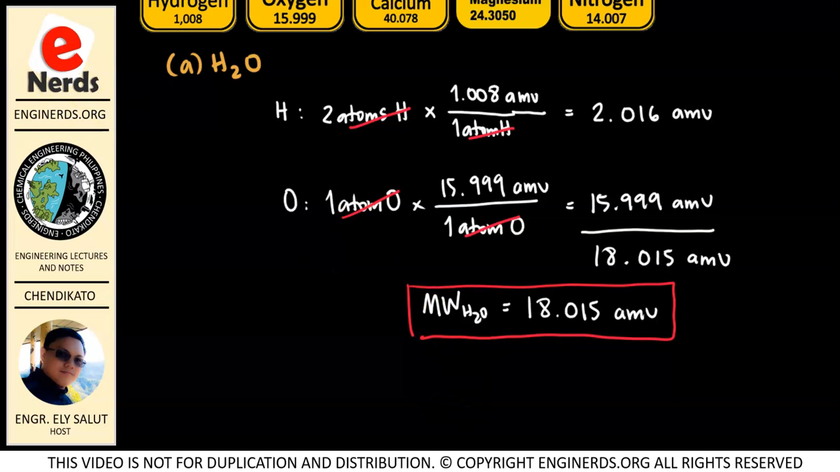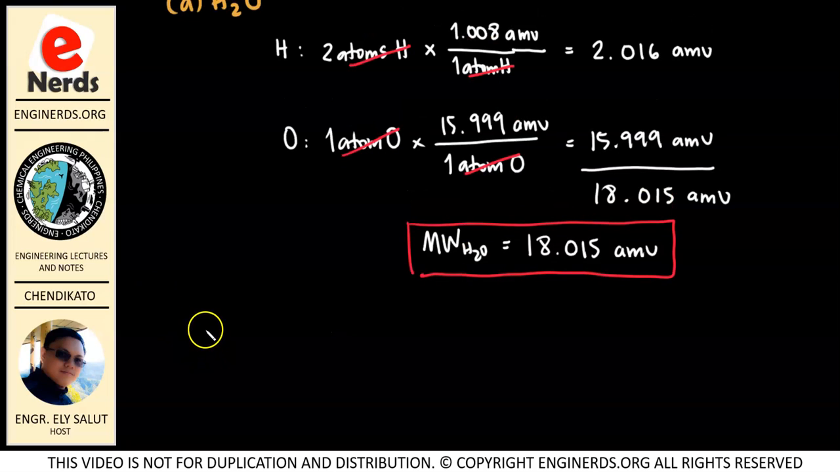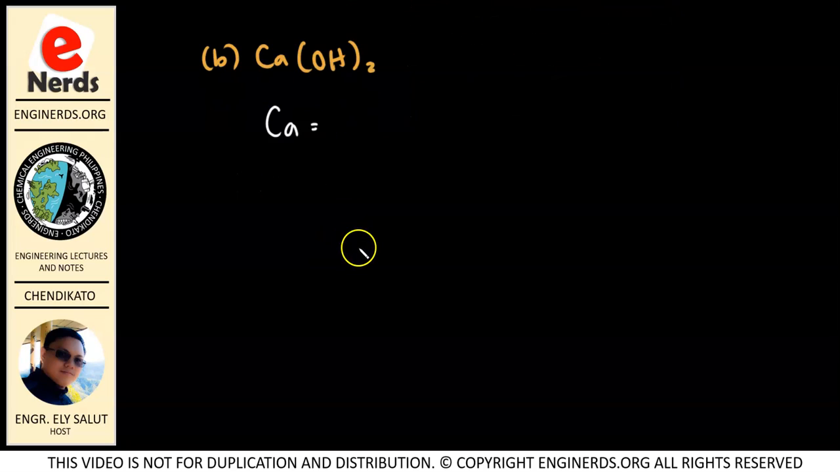Okay, so proceed na tayo sa ating pangalawang example, which is CaOH2, no? So, for our B, we have CaOH2. Okay? Right. So, ngayon nakikita natin, meron na tayo ditong parenthesis. So, paano natin yan sasagutan ngayon? So, isulat muna natin, katulad ng ginawa natin kanina, kung ano-ano ba yung mga involved na elements natin dito. Now, we have calcium, we have oxygen, and we have hydrogen. Okay?